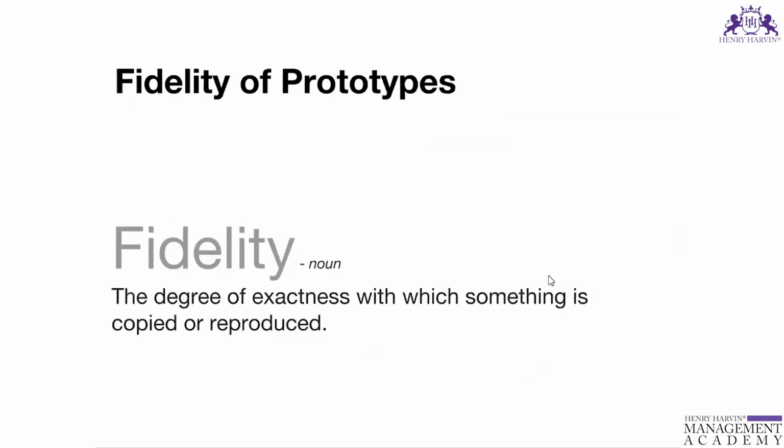Now I'm jumping into something called prototyping. When you prepare a prototype, there is something called fidelity. This is a very important concept in prototyping. What do you mean by fidelity? It is the degree of exactness with which something is copied or reproduced. Now you are trying to create a product or a service prototype. How much will it match the real product? That is what we call fidelity. Again, this is very important for a service or product prototype: the degree of exactness with which something is copied or reproduced.